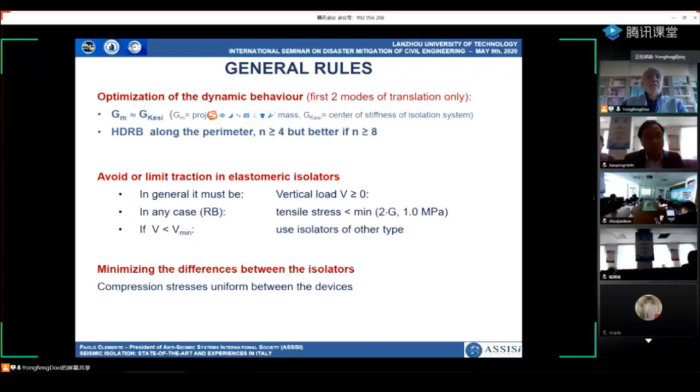If you use elastomeric and sliding devices, the elastomeric ones should be mainly along the perimeter, in order to have a suitable torsional stiffness. The number should be at least 4. I suggest at least 8, because redundancy is very important in seismic isolation. If we use curved surface sliders, the coincidence between the two centers is automatic in theory, because the stiffness is proportional to the mass, as already said. But due to the variability of the friction with the axial force, this is only in theory. This is not true in practice.